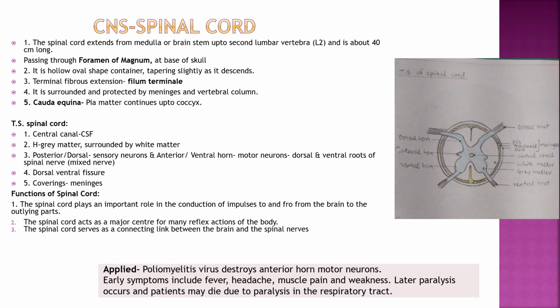Applied: poliomyelitis virus destroys anterior horn motor neurons. Early symptoms are fever, headache, muscle pain, and weakness, and later paralysis occurs, and the patient may die due to paralysis of the respiratory tract.